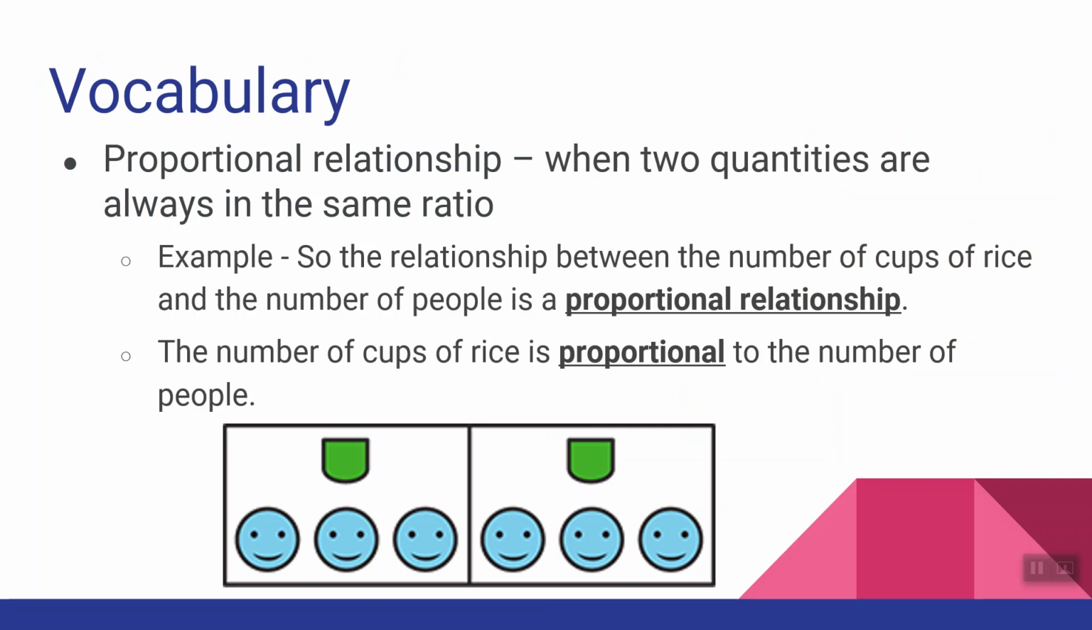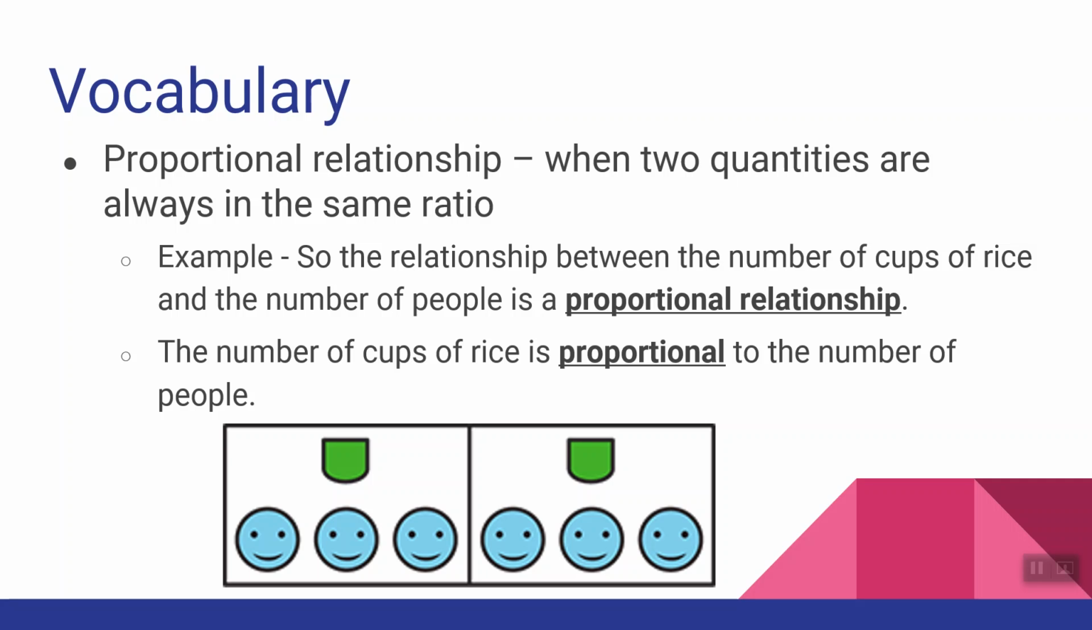The relationship between the number of cups of rice and the number of people is a proportional relationship. Why? Because the number of cups of rice is proportional to the number of people. And the same is true about the previous example with the spring rolls and people. So the relationship between the number of spring rolls and the number of people is a proportional relationship because the number of spring rolls is proportional to the number of people.